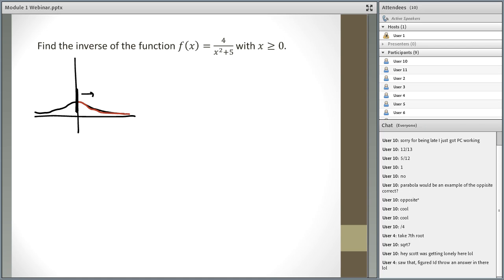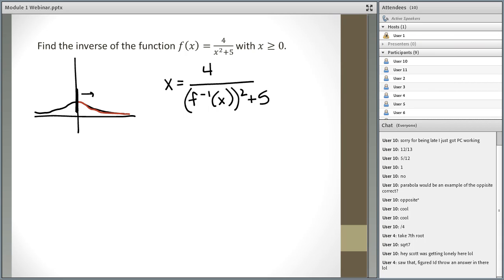So the process is still the same. We're going to switch x and f of x. And when we do that, that makes the f of x become an f inverse of x. So I have x equals 4 over f inverse of x squared plus 5. And if you wanted to write out step 1 as just switch the two, and then step 2 where you change f of x to f inverse, that's completely fine. You're just welcome to do it in one step.